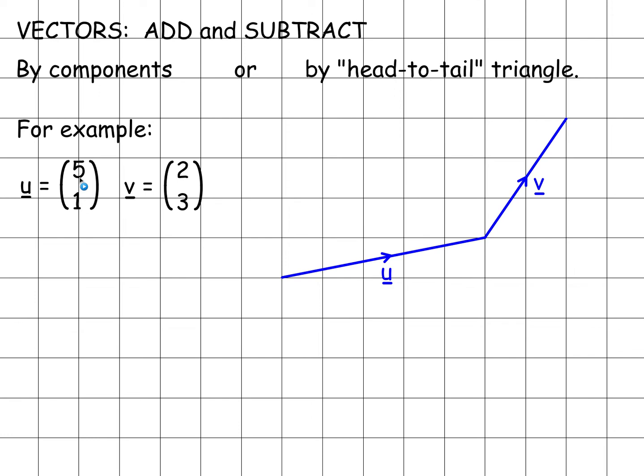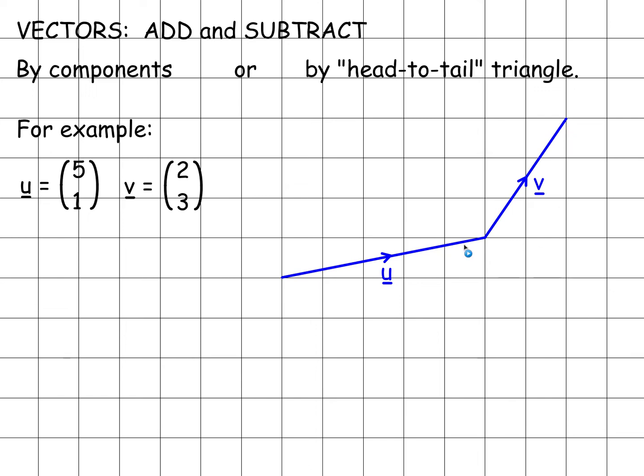So you've gone for vector u 5 to the right, and for vector v 2 to the right. So altogether, from start to finish, you've gone 7 boxes to the right. That's positive 7 in the x direction. In the y direction, you went 1 up for u, and then a further 3 up for v. So altogether, you went 4 up.